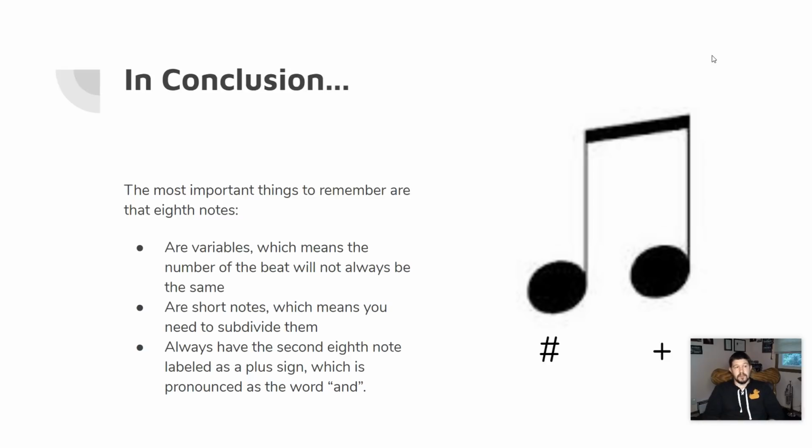So let me say it one more time for you. The most important things to remember about eighth notes are that they are variables, which means that the number of the beat will not always be the same. That number sign that you see right there will not always be a consistent number. It will change. It will be something different inside each different measure where the eighth notes show up. They are short notes, which means that we do need to subdivide them and make them go a little bit faster than the notes that are around them. And the second eighth note of each group is always going to be the plus sign, which is pronounced like the word and. So please remember those 3 points about eighth notes.